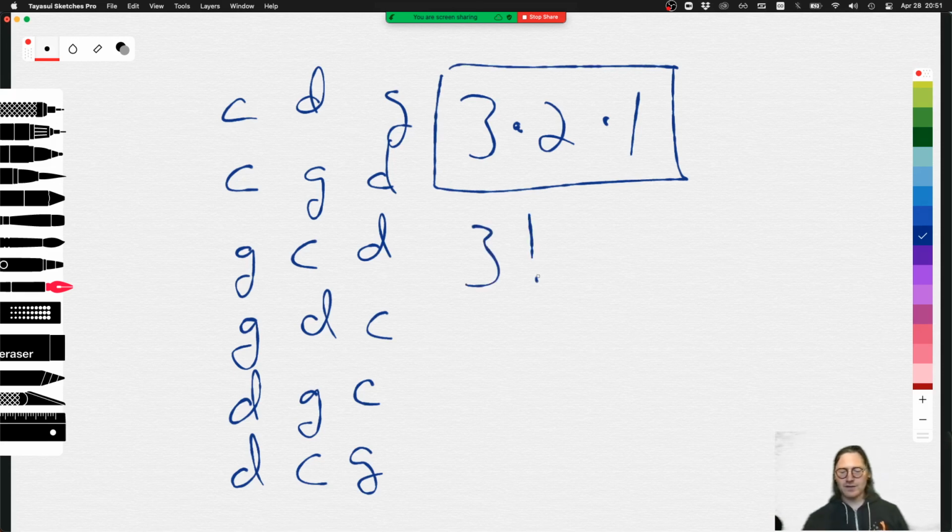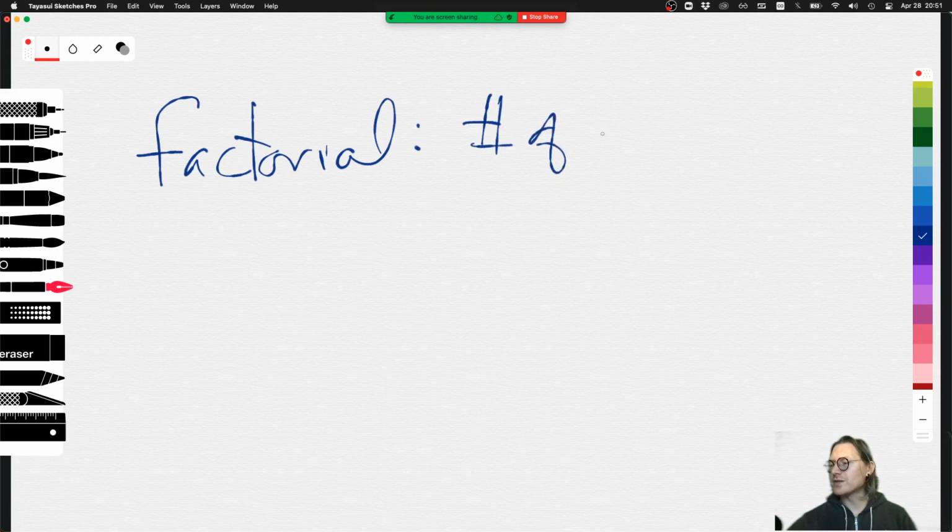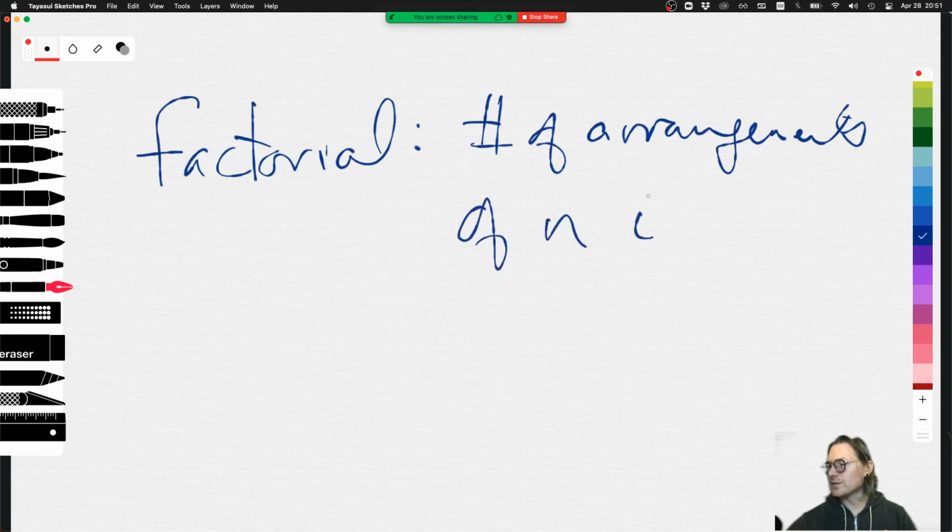Factorial tells us the number of arrangements of n items. And when we say n items and number of arrangements, we're not leaving any items out. We are arranging all the items there. We're not going to leave any out.